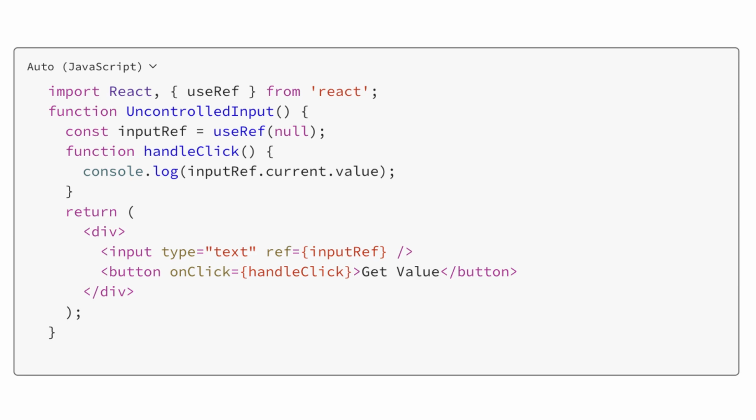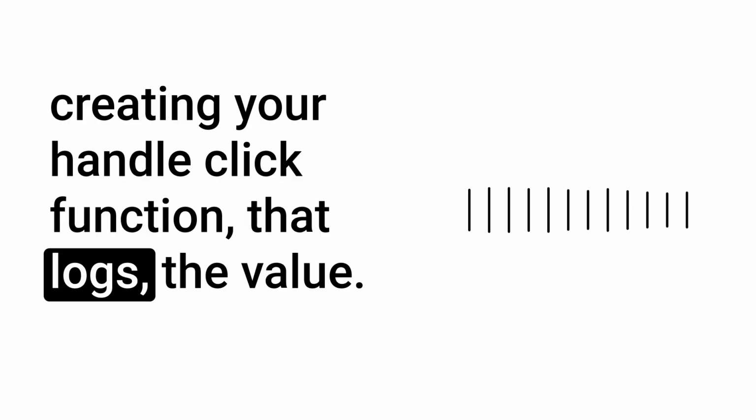In this one, we are now using the useRef hook. Then we are again creating a handleClick function that logs the value of the input. The value of the input is again accessed using the value property of the input ref.current object.